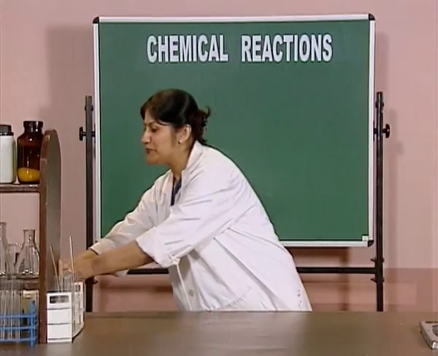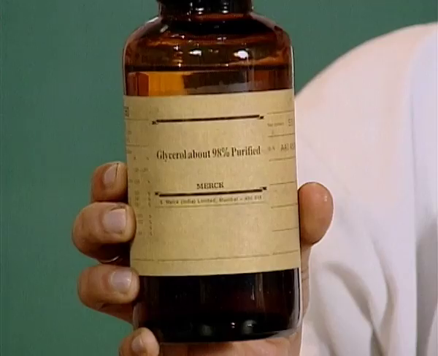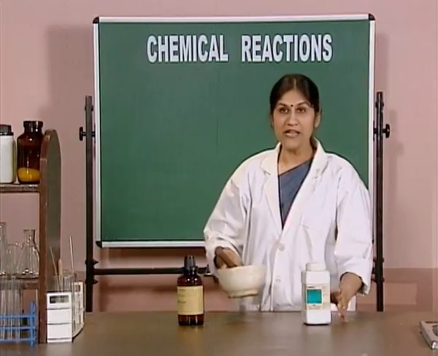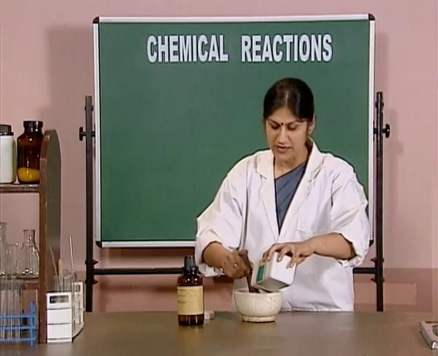Now, let us observe another reaction between potassium permanganate and glycerine. Before doing the reaction, we'll have to powder potassium permanganate so that the reaction is fast.